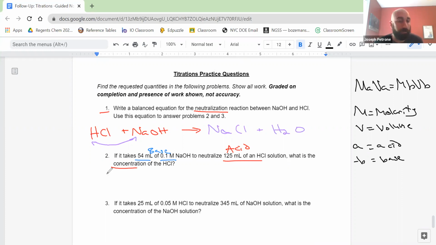So once again, we'll pop our formula down here. I'm just going to rewrite it. MAVA equals MBVB. We are looking for our MA, so that is going to be our variable. We have the volume of our acid, that's 125 milliliters. Our base, we have the molarity, 0.1, and the volume of 54.